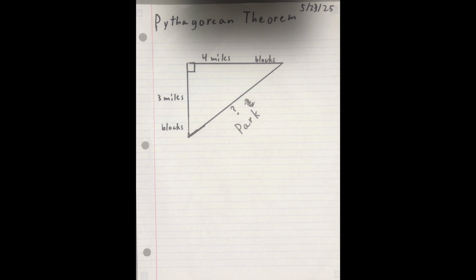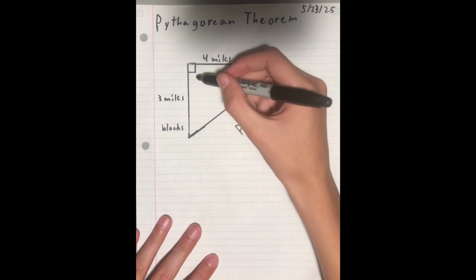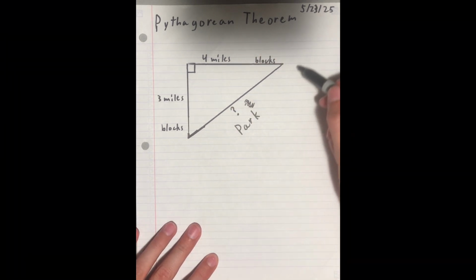Today we will be learning about the Pythagorean theorem. First, let's start off with a quick question. Let's say you're going to bike to your friend's house and you could choose to bike around the blocks or bike a straight line through the park.